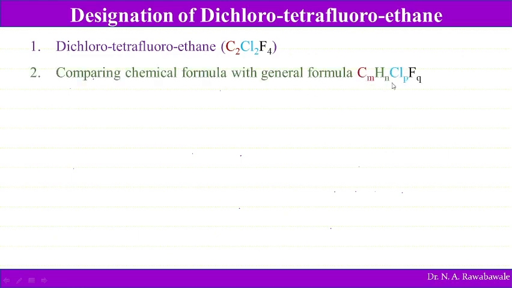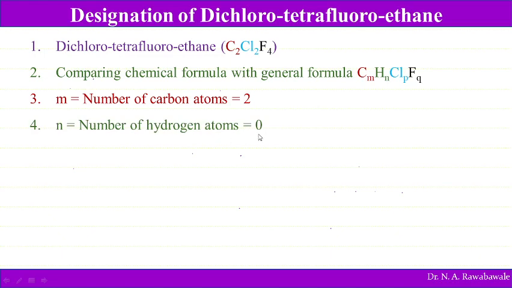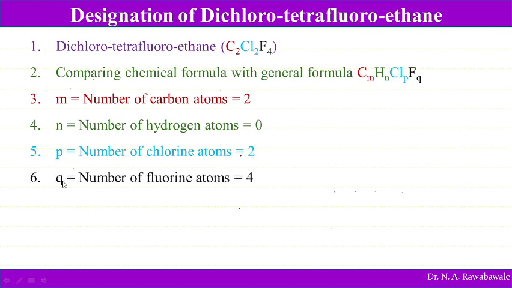Now the second refrigerant we take here is dichloro-tetrafluoroethane. We compare this formula with the general formula, that is CmHnClpFq, where m is equal to 2. You can see here the carbon atoms are 2; in the previous case it was 1. So m is equal to 2. The second one is the hydrogen atom. Here we do not find any hydrogen, so n value will be 0. Then the third one is Clp. The p value here is 2, so the number of chlorine atoms is 2. Then q, the number of fluorine atoms, is 4.